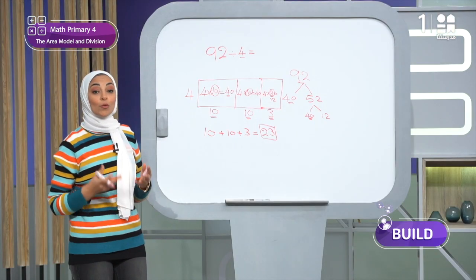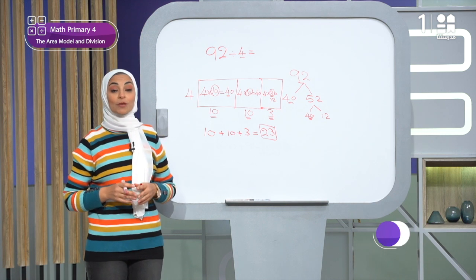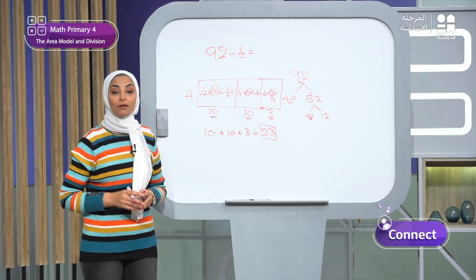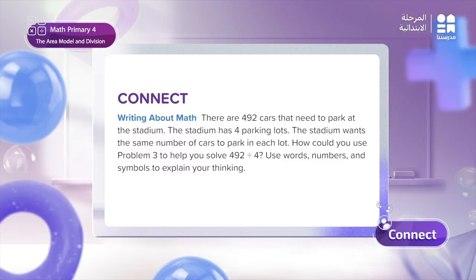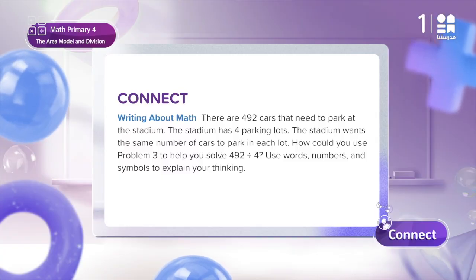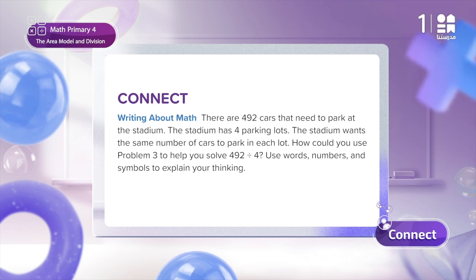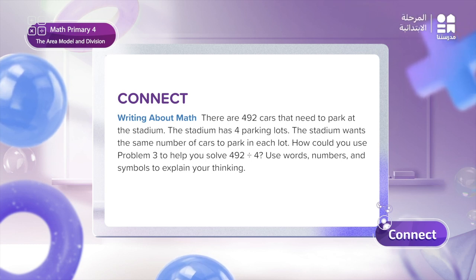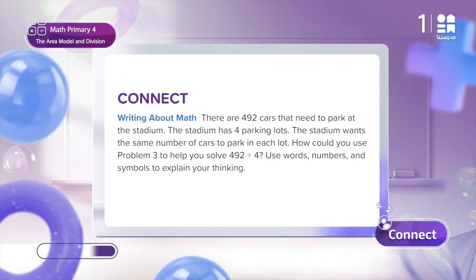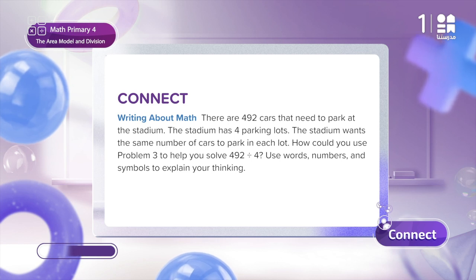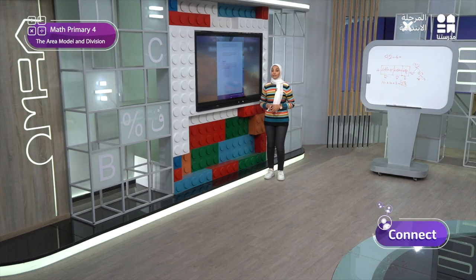And now let's see how we will make use of what we have learned from the last problems we solved in the Connect part on page 309 in your school book. Let's see it all together. Here, as you see in the Connect part, we want to distribute 492 cars among 4 parking lots at the stadium and find the number of cars in each lot using what we have learned in the last problem. I'll give you some time to think of the answer, then we will get back. After you have finished, let's review our answer all together.